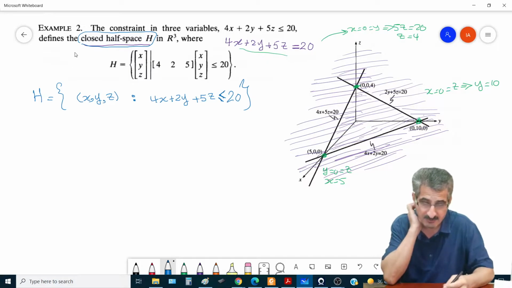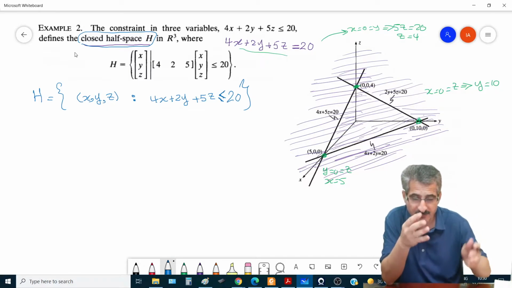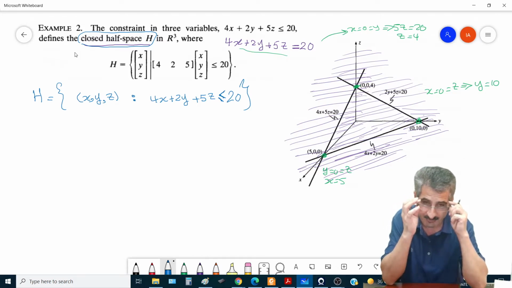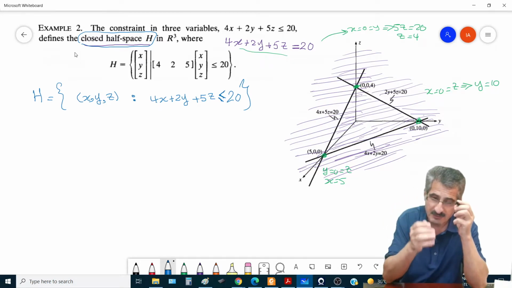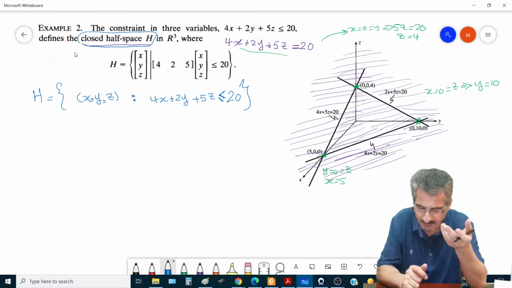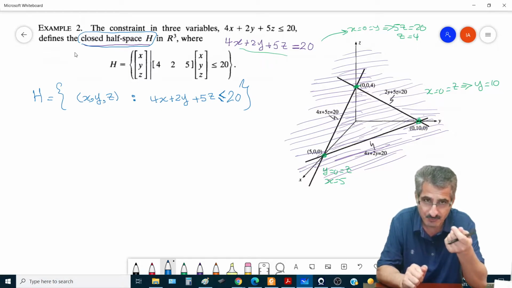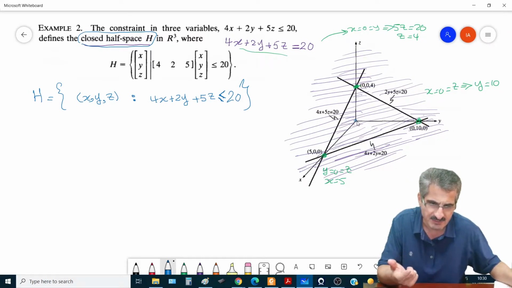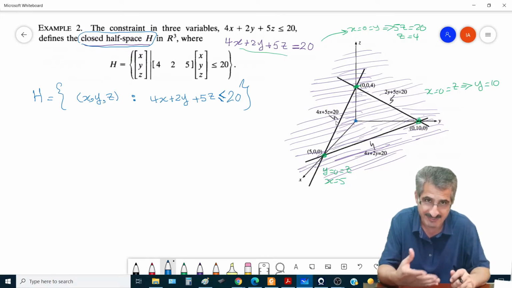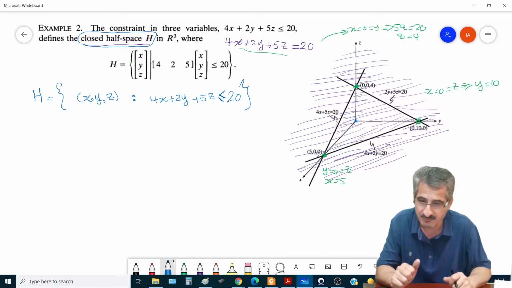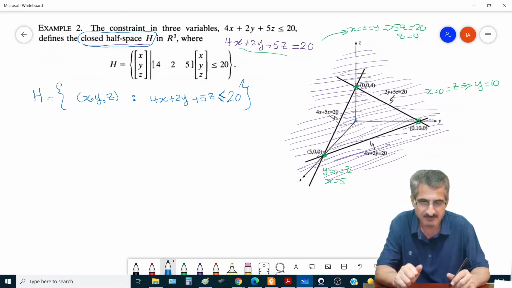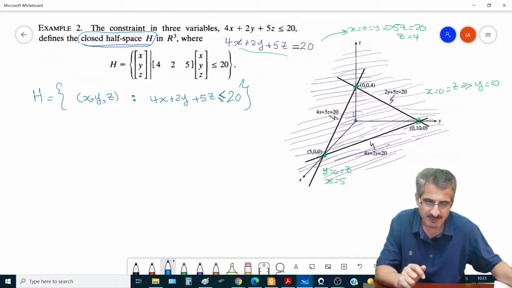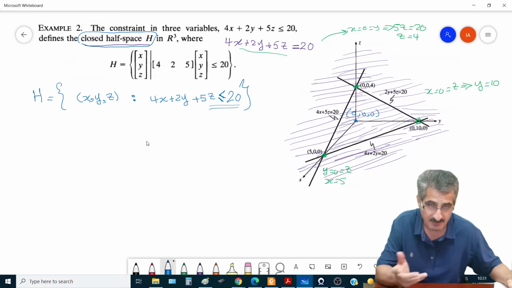How do we know that? Simply choose a point from either side and plug it in the equation, and see whether it gives you less than 20 or more than 20. Choose any point. We would like to choose the origin. It's always easier to choose the origin, if the origin is not in the plane, because it makes computation easy. Okay, so if we choose x equals 0, y equals 0, and z equals 0, then definitely this point will satisfy this.